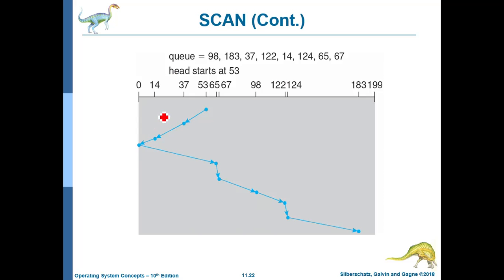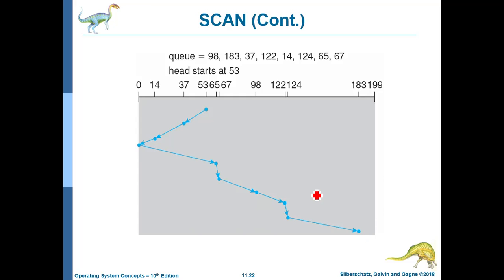Though zero is not included for SCAN, it will go to the end of the disk, as it is said here, one end of the disk. After that, it will continue, since 37 and 14 are already finished servicing the request. Next, from the order of small value to large value, we have 65 and then 67, and then 98, and then 122, 124. And the last stop, or the end of the disk, is 183.